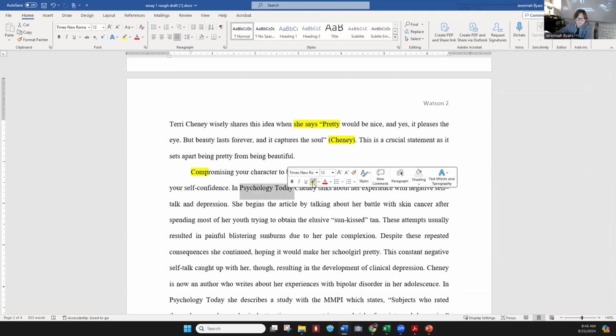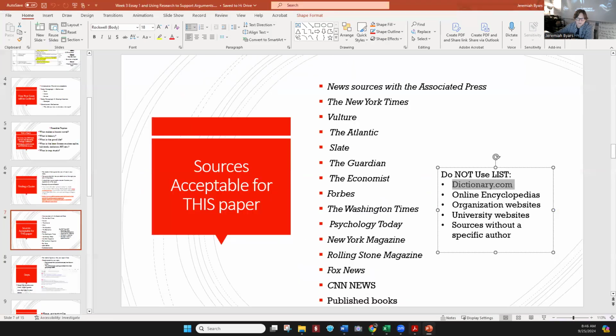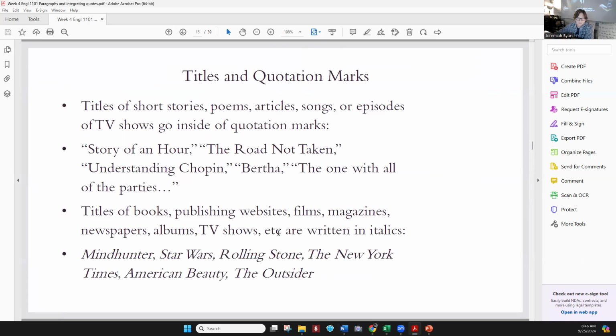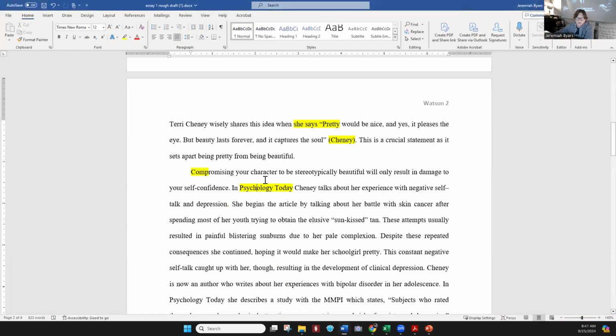Psychology Today is not italicized. That would be an error. Because, again, as discussed in the notes, titles of websites and magazines should be in italics. So now look, this paper technically is a rough draft. I'm not saying that this person who wrote this paper is thinking that this is their final draft. I'm just imagining if this was a final draft, these are the points that they would lose.